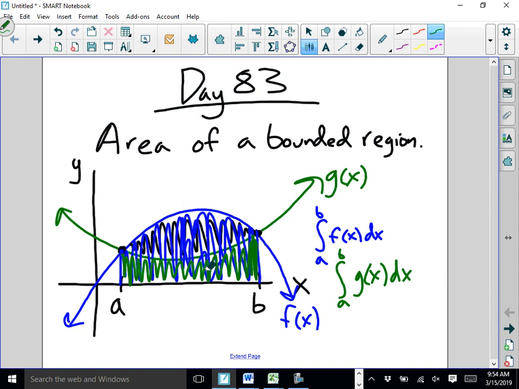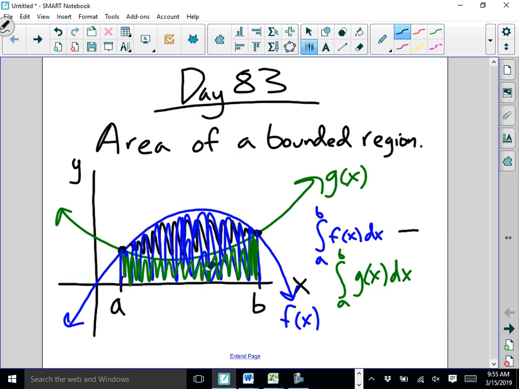So what do I need to do with the integral from a to b of f of x and the integral from a to b of g of x? Well, I need to subtract those two. So the area of the bounded region is always going to be the definite integral from the endpoints of the region, in this case a and b, of the top function minus the bottom function. I always have to do top function minus bottom function.